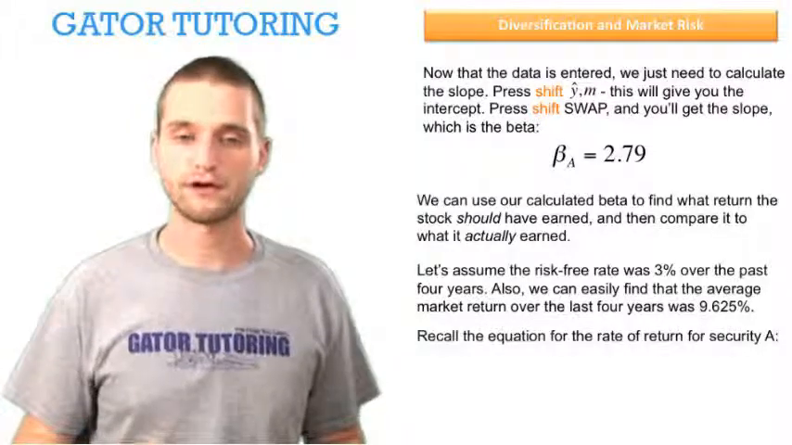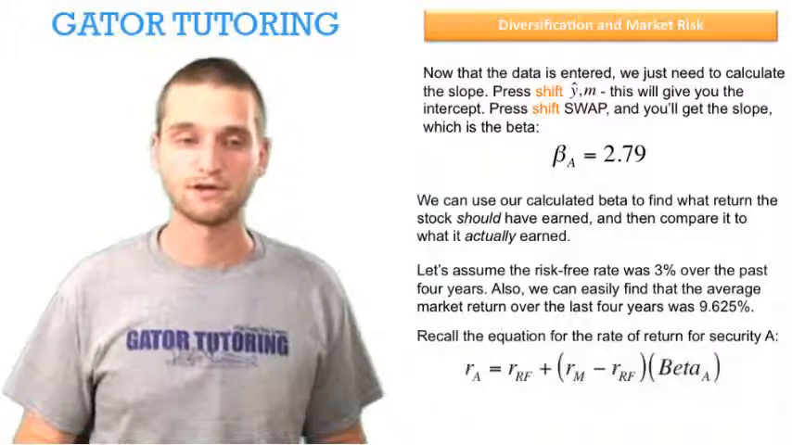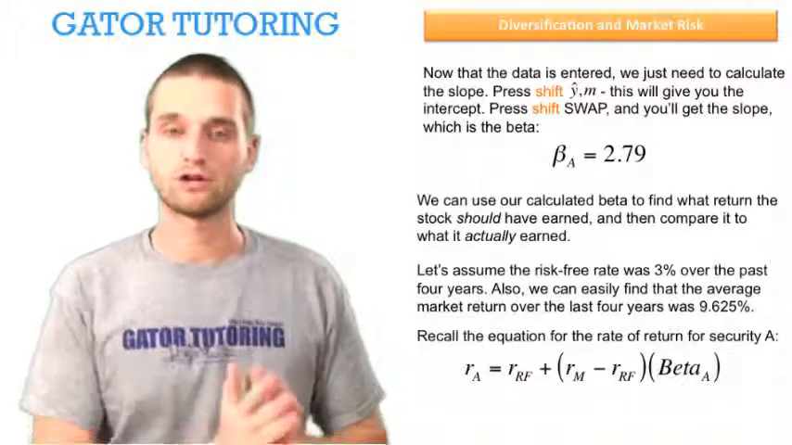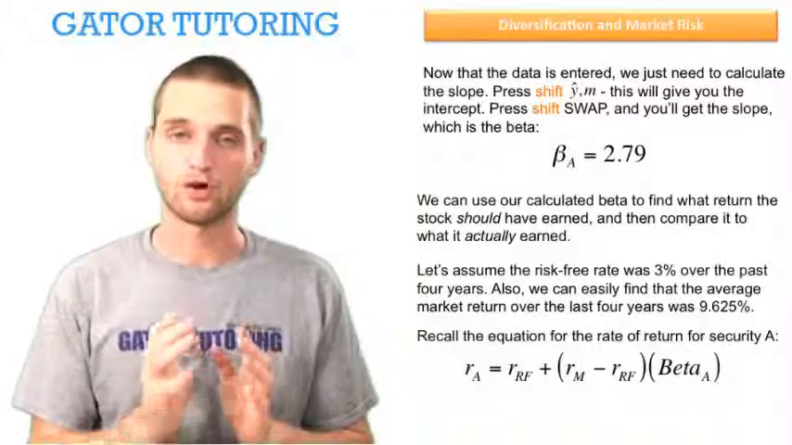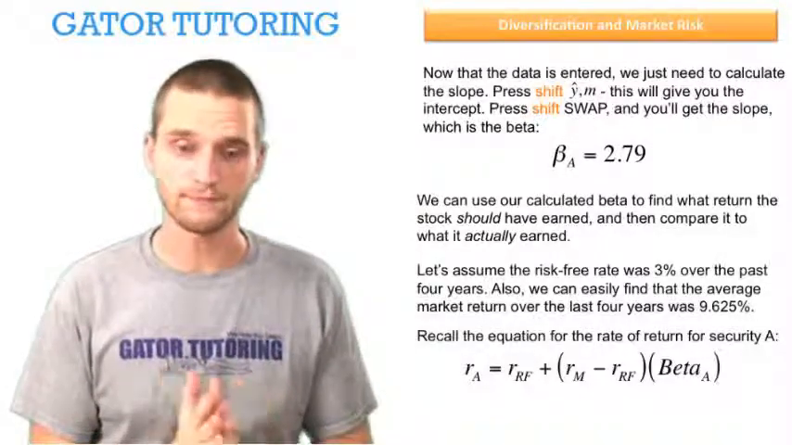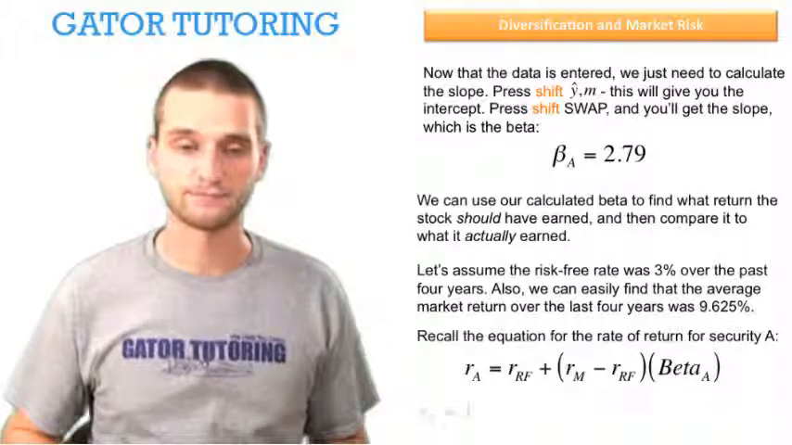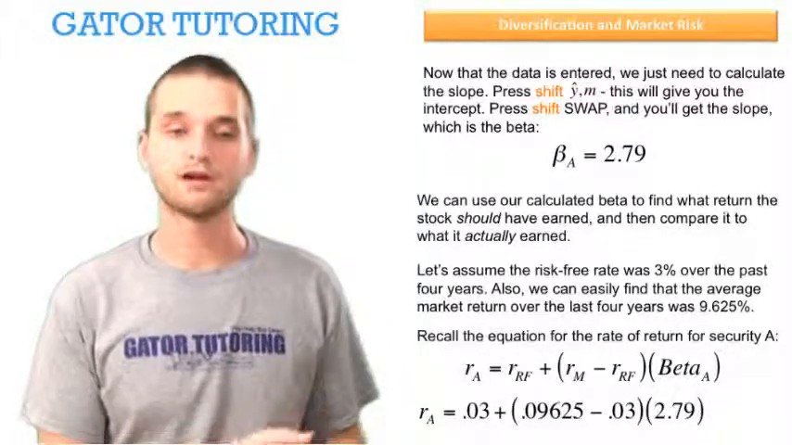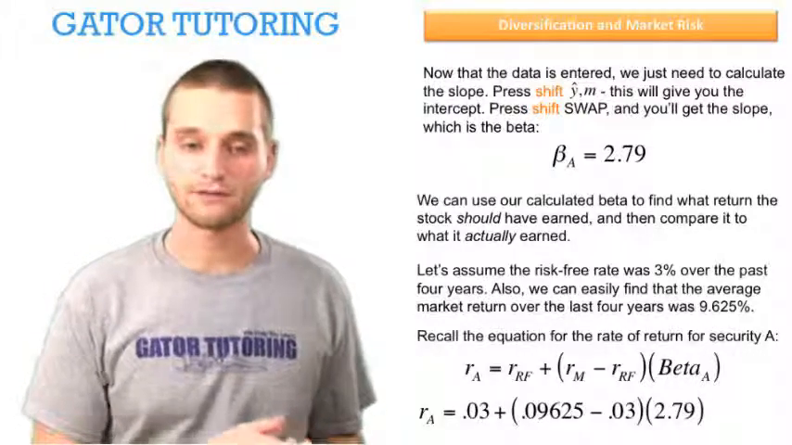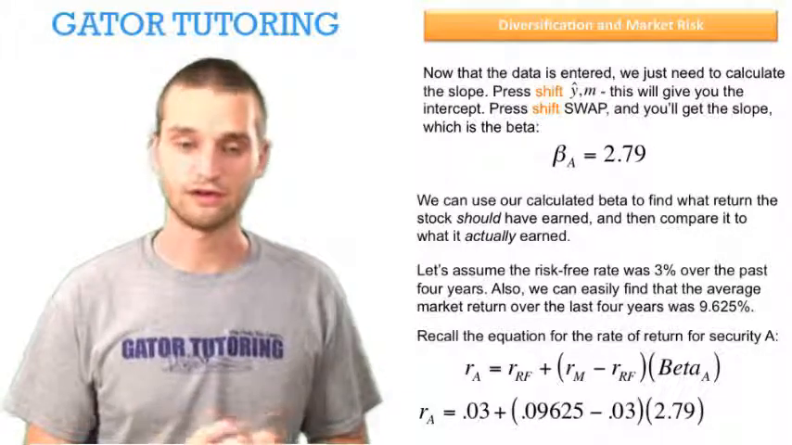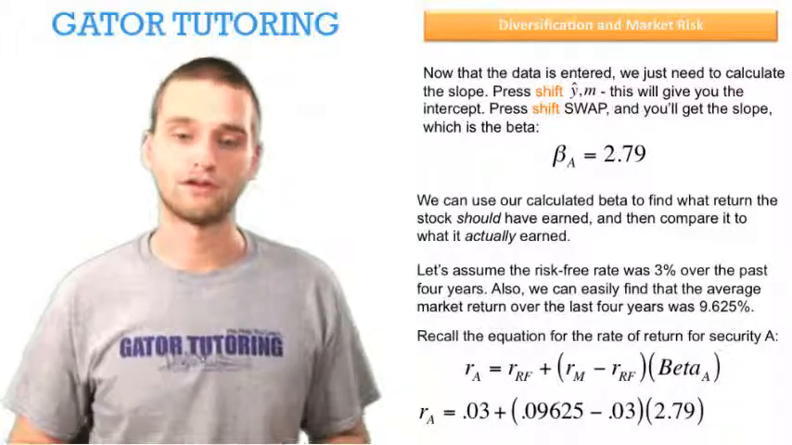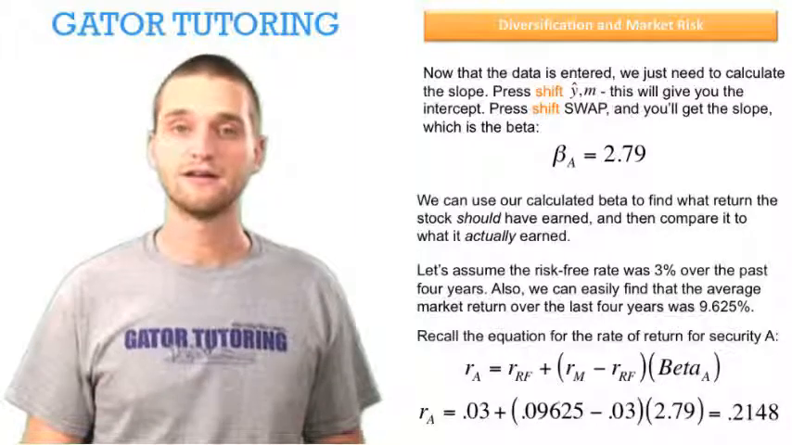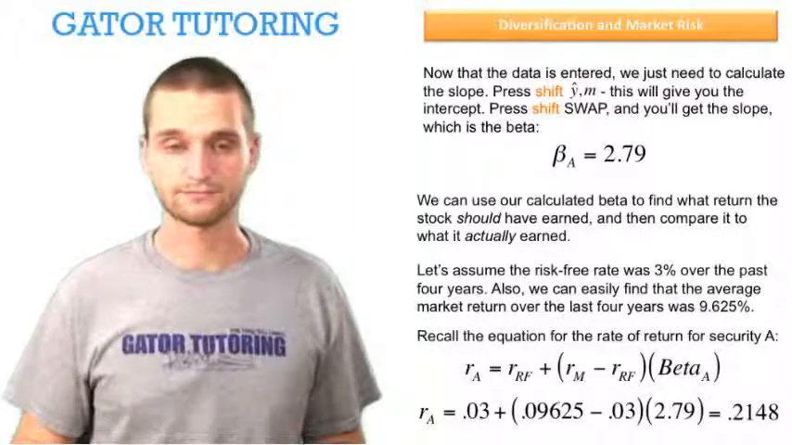Recall the equation for the rate of return for security A. The rate of return given by CAPM is the risk-free rate plus the return on the market minus the risk-free rate, that whole quantity is the risk premium of the market, times the beta for security A. So we found the risk-free rate, we're assuming it's 3%. The return on the market averaged 9.625%. The risk-free rate again is 3%. And the beta we just found to be 2.79. So CAPM tells us the required rate of return on security A is 21.48%.